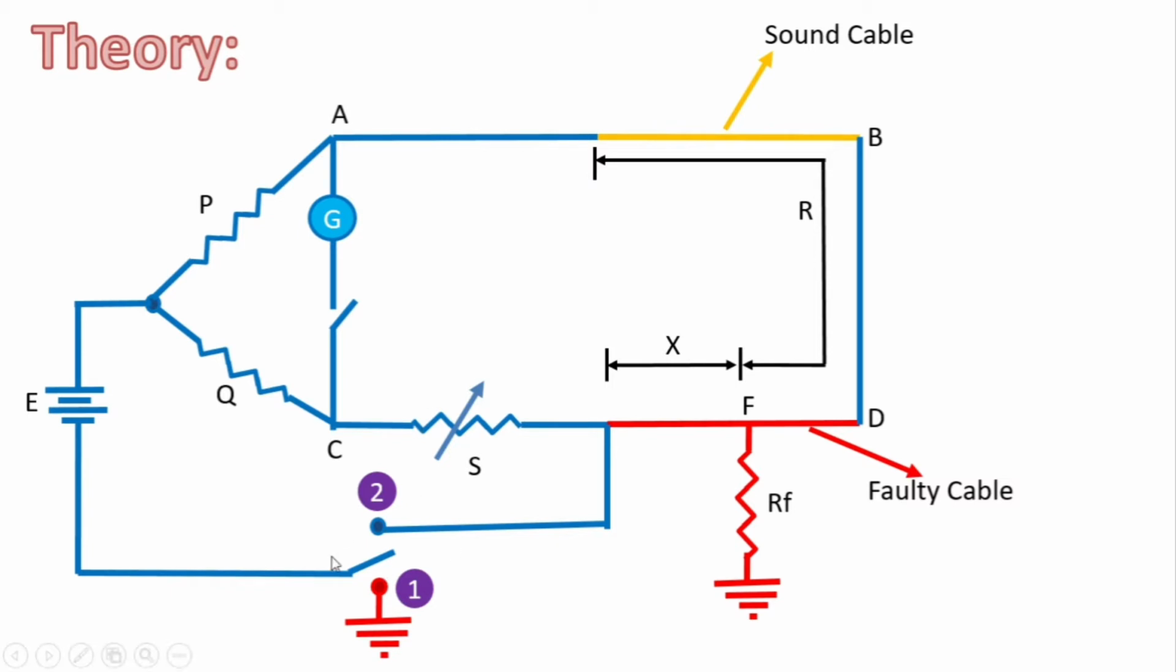In this Varley loop test, we have a double pole switch, which can be placed either in position 1 or in position 2. If we place it in position number 1, we get one equation, and if we place it in position number 2, we get another circuit and another equation. When we compare these two equations, we get the desired equation to find the equivalent resistance. The unknown resistance and the distance can be further obtained from this.